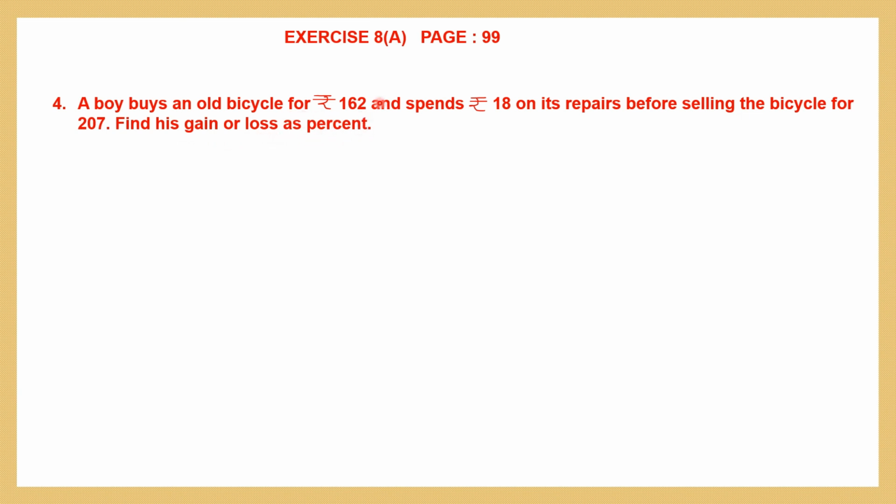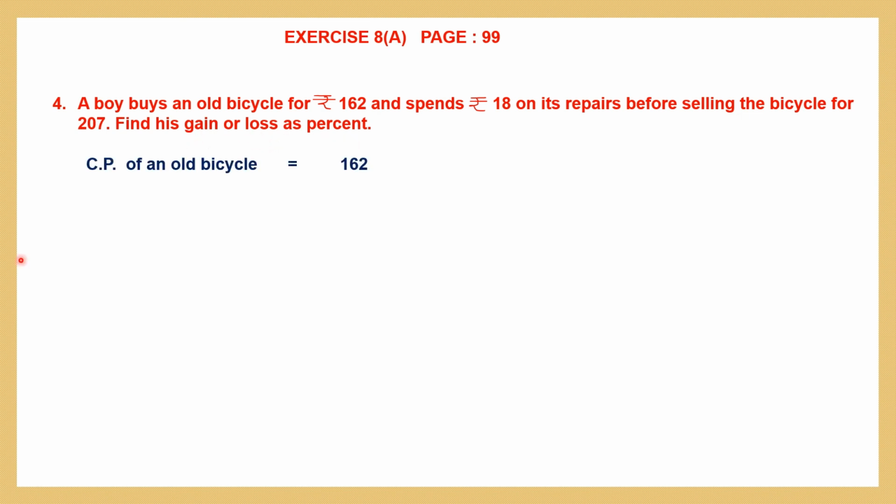So now we know the cost price of an old bicycle, and then some more money has been spent on its repairs, and then he has sold it for 207 rupees. So first we need to see if the cost price or the selling price is more, and then we can decide whether it's a gain or a loss, and then find the percentage of that.